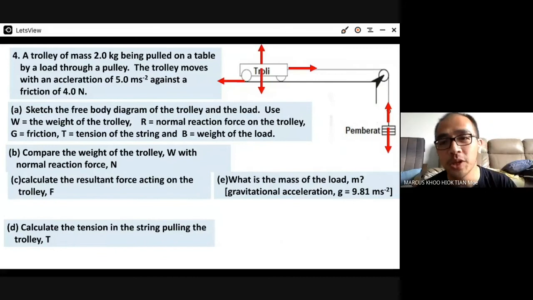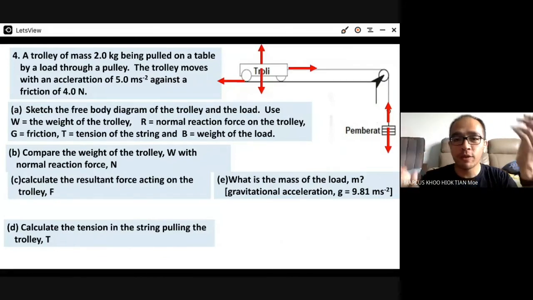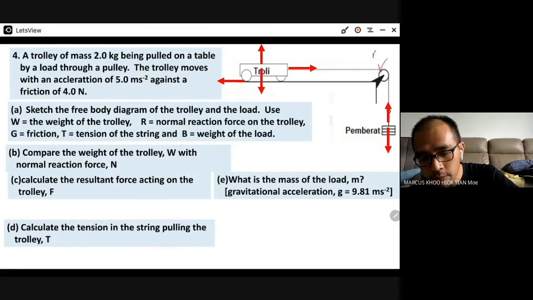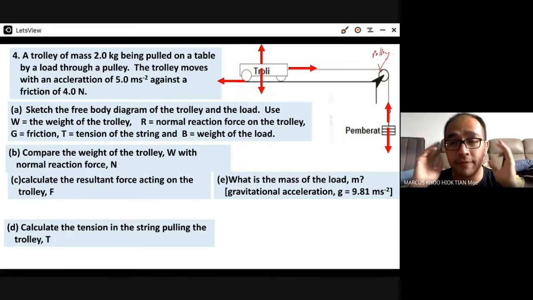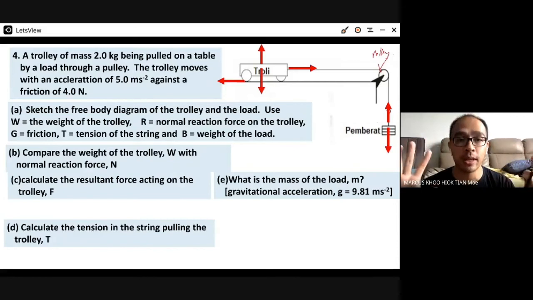The second situation is this. So instead of two things on one pulley, you still have the same pulley over here, except that now you have a trolley on a surface. So this is slightly different, but still the same concept.